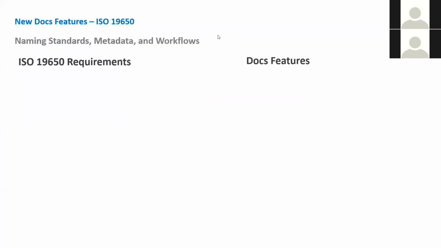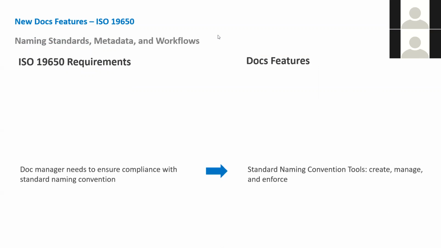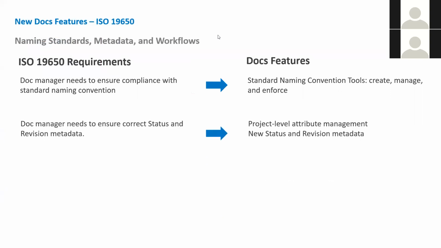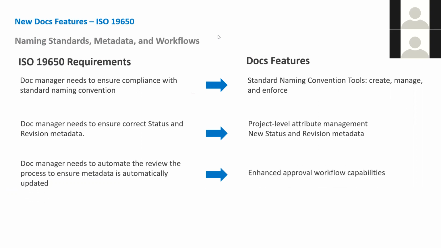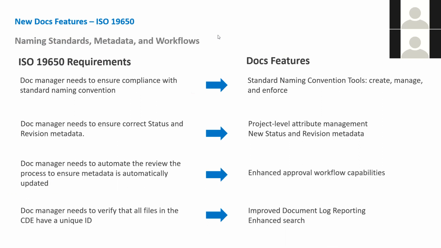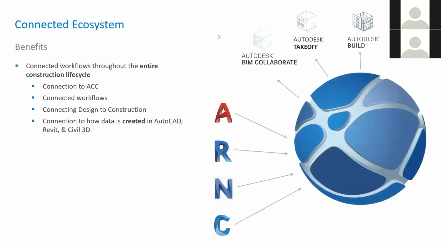So if we just look at those ISO requirements again and the Docs features, the doc manager needs to ensure compliance with the standard naming convention, and there we have the Docs feature, that standard naming convention tool that we looked at, correcting status and revision data. So you've got project level attribute management in Docs that meet that, and then the doc manager needs to automate the review of the process. So we've got again those approval workflows and capabilities, and then the doc manager needs to verify that all the files in the CDE have a unique ID. So improved document log reporting and enhanced search is a capability in Autodesk Construction Cloud.